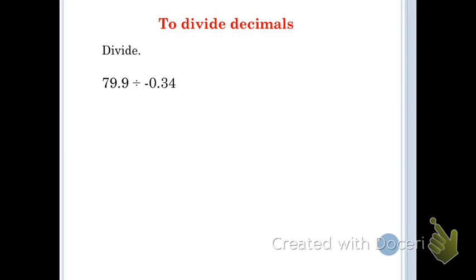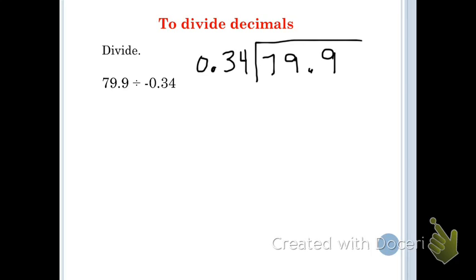79 and 9 tenths divided by negative 34 hundredths. Notice your signs are different, so our quotient will be negative. 79.9 divided by 0.34. Since I have a decimal point in my divisor, I need to move my decimal 2 to the right to turn 34 into a whole number, which means I also need to move my decimal 2 to the right in my dividend. So I'm going to have to place a 0 as a placeholder.